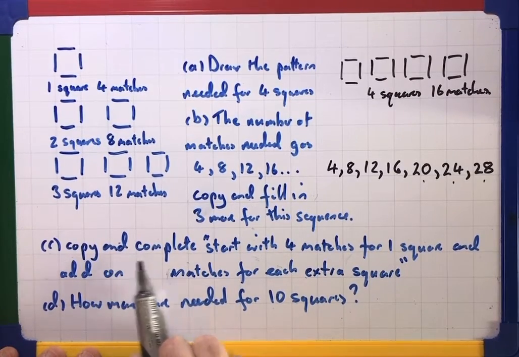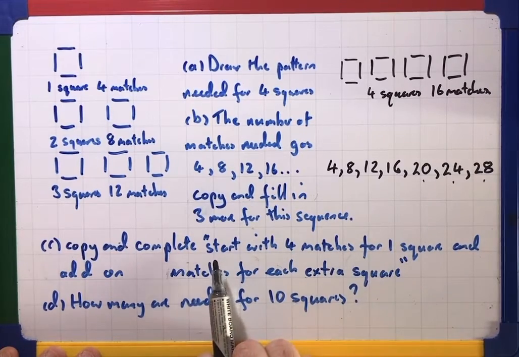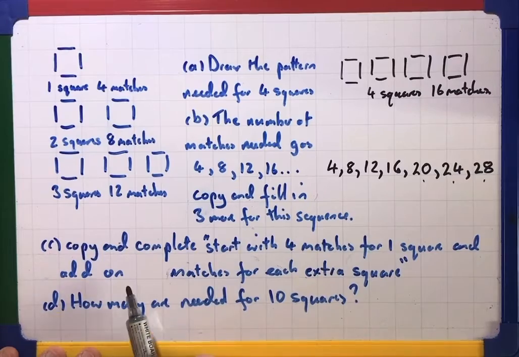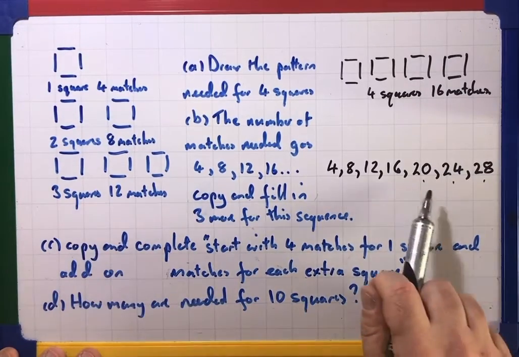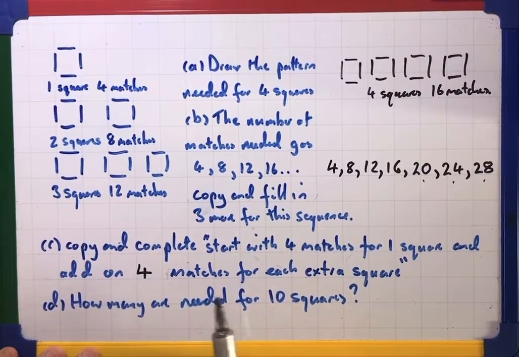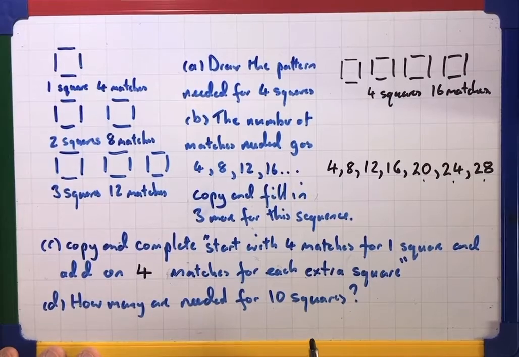Okay, it says copy and complete the next bit, so I should really write this all down again. It says start with 4 matches for 1 square and add on, well, that's what we were just doing here. We're seeing it's adding on 4 matches for each extra square I add. Okay? Next bit, it asks me how many matches are needed for 10 squares.